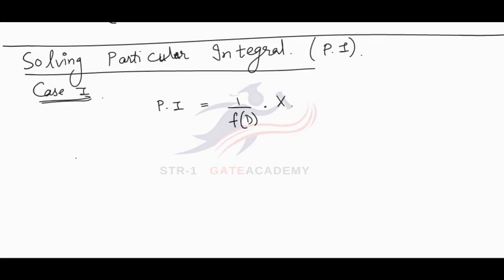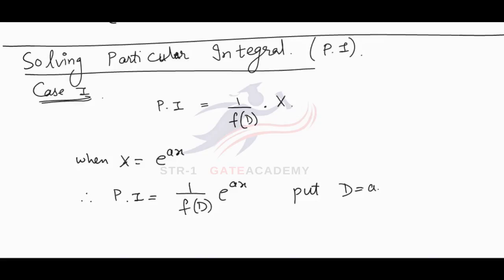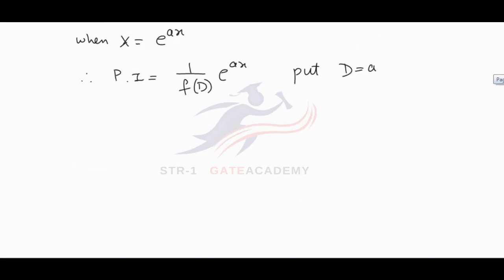So case 1 is saying when X is equal to e raised to ax, therefore the particular integral will be nothing but 1 by f of D e raised to ax. Simply put D is equal to a. And the condition applied is that f of a is not equal to 0.